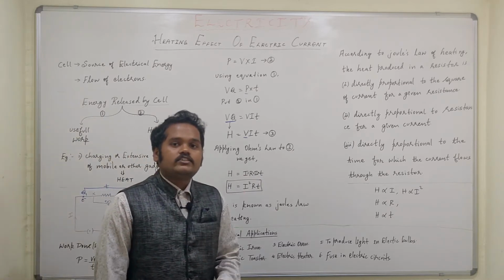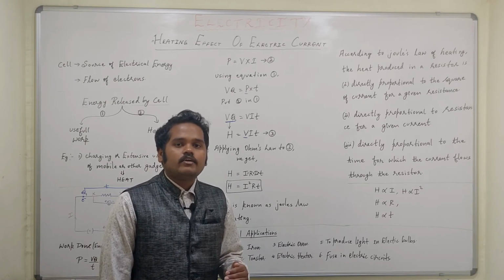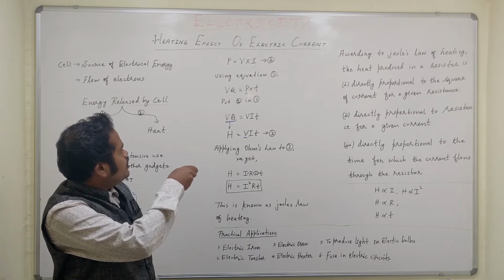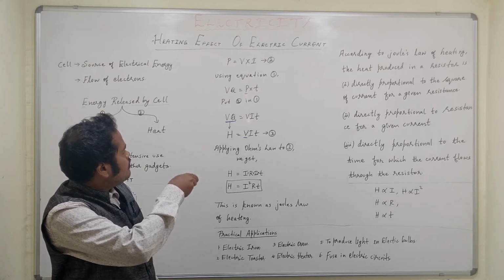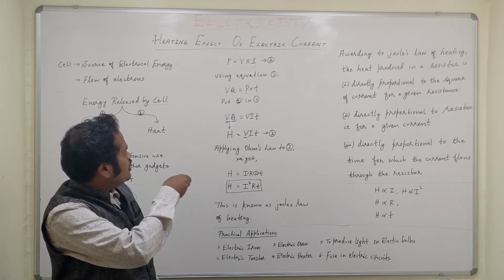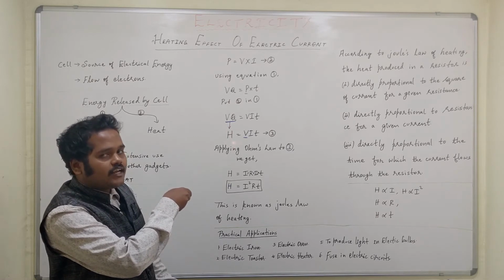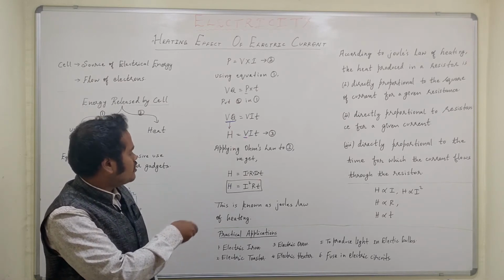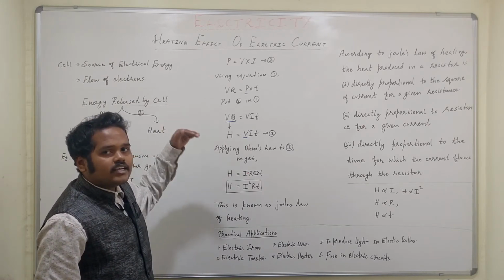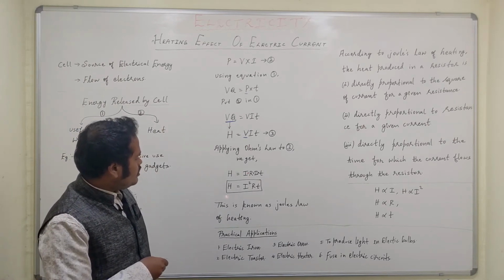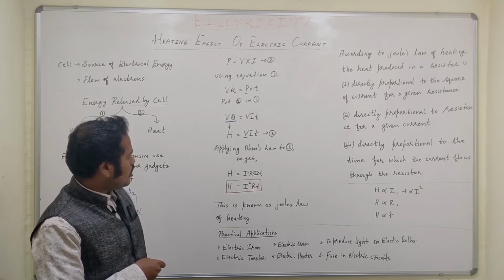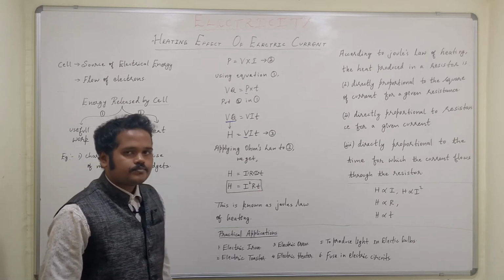So in this derivation, we just have replaced V into Q is equal to P into T. The P becomes V into I. V into Q, we are labeling that energy as heat. Again, V according to Ohm's law becomes IR. So by replacing the equations, we arrive at the final Joule's law formula, which is H is equal to I square R into T.